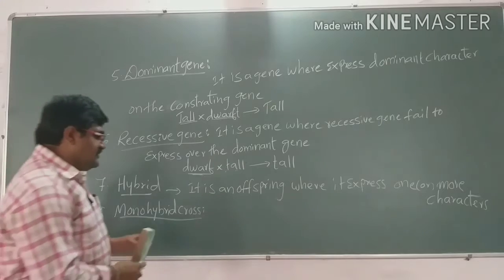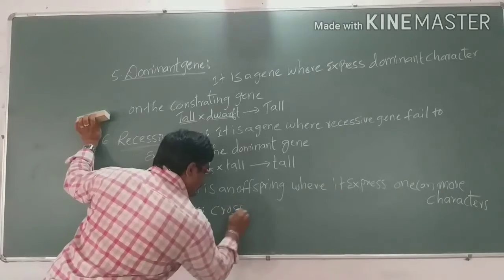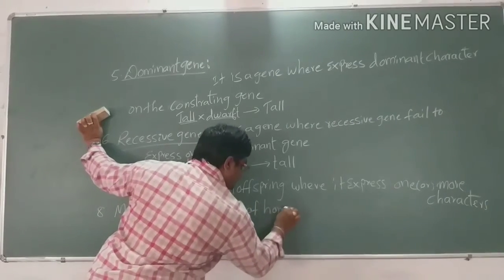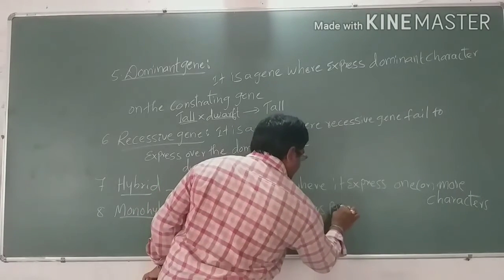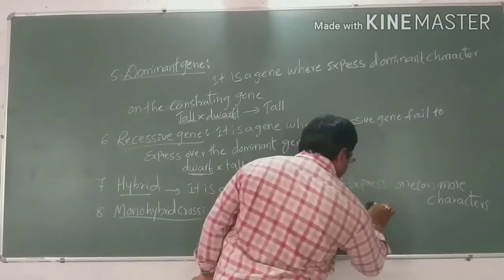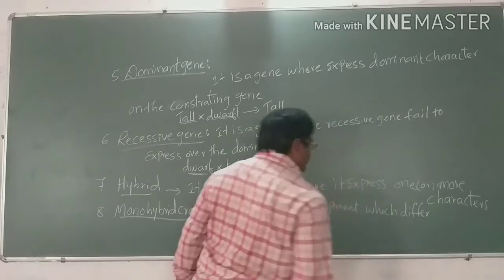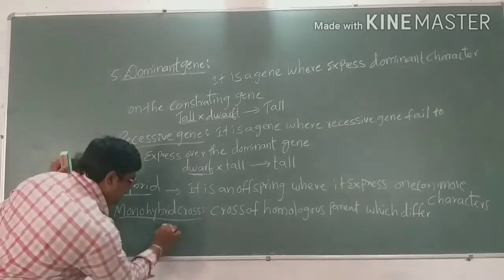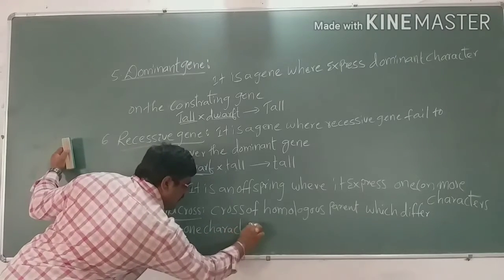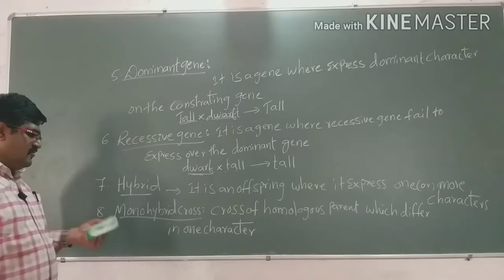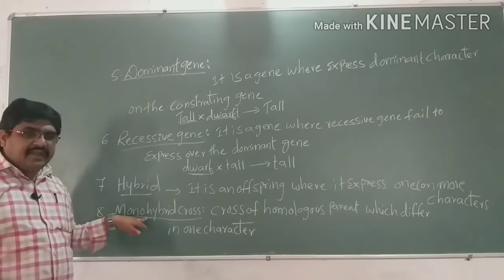That is, we are crossing homologous parents which differ in one character, then it is called a monohybrid cross. Mono means single, hybrid means cross.